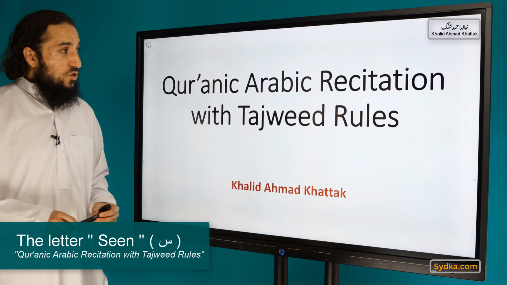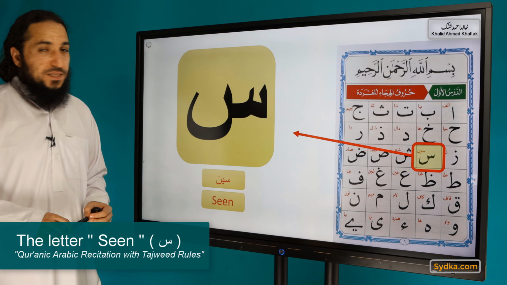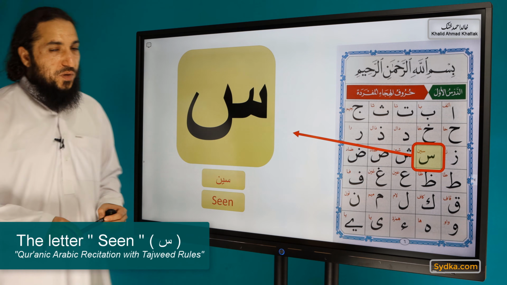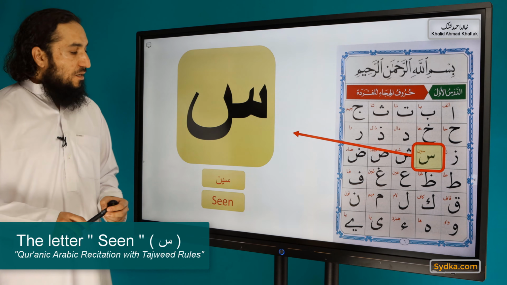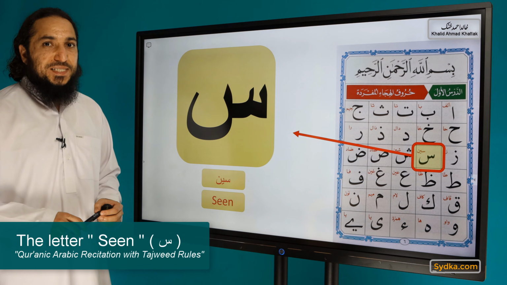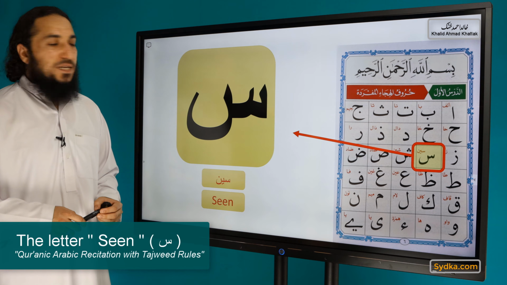Welcome back to another session for Qur'anic Arabic Recitation with Tajweed Rules. So in this session we will be learning the 12th letter of the Arabic alphabet, that is called Sin. The letter itself is called Sin, and the sound is S.